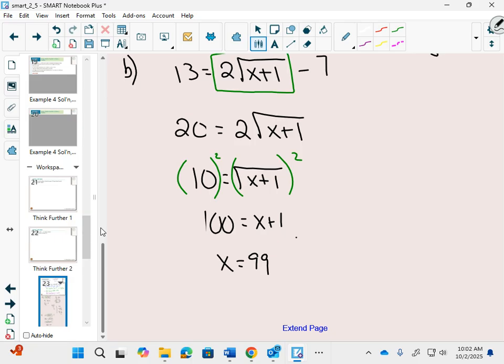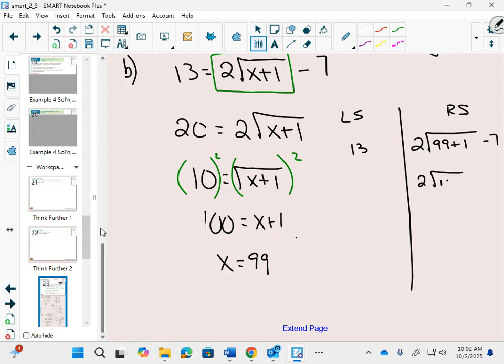And that gives me x equals 99. I can do a quick check. So again, how do we check? Draw a line, make left side and right side. The original left side was 13. My original right side, I'm going to plug in the 99. This will be 2 square root of 100 minus 7. 2 times 10 minus 7 equals 13. Both of these are the same, so x equals 99 works. Okay, circle questions 4, 5, and 6.